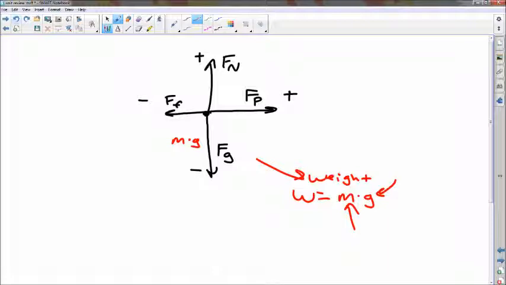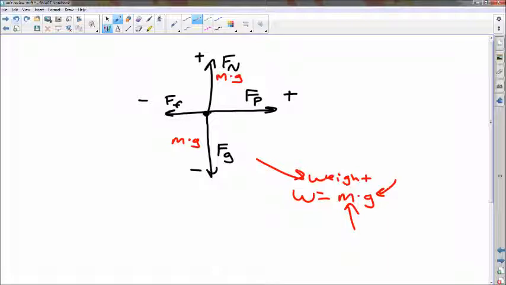Now, in the majority of situations, this object is not going to be accelerating upward or downward. It's going to be either sitting still in that axis or moving at a constant velocity. And in that case, we would know that the normal force has to be equal to the gravitational force. So we can say m times g for the normal force as well. Those two have to be equal if it's not accelerating upward or downward.